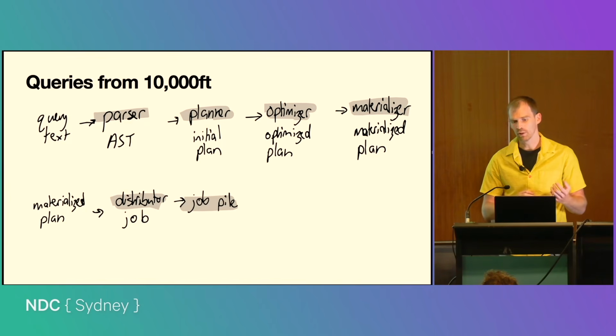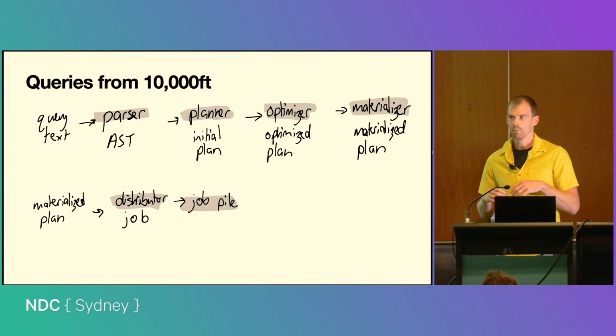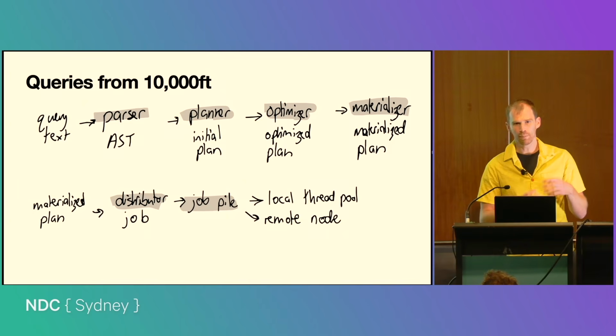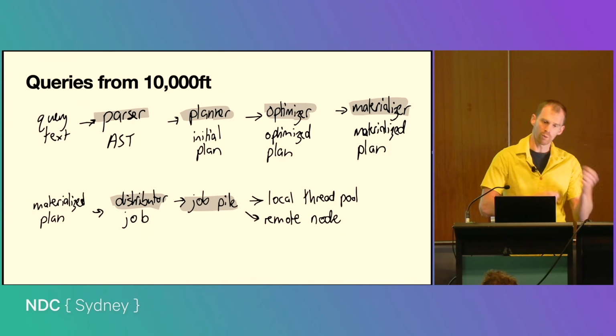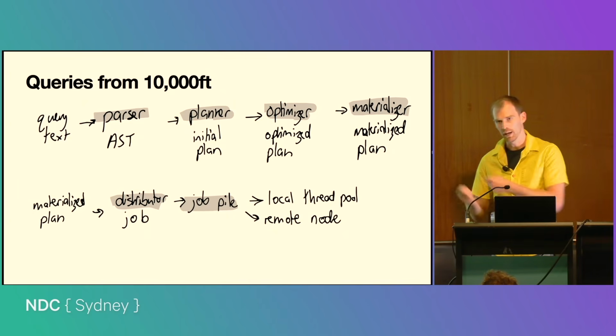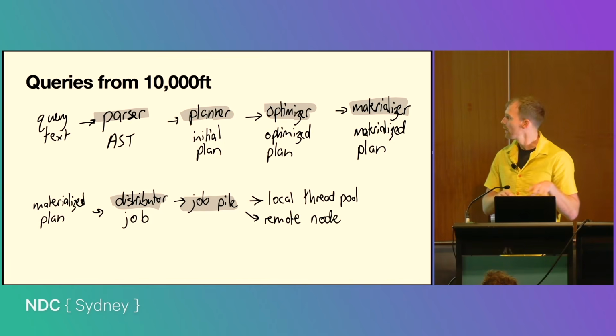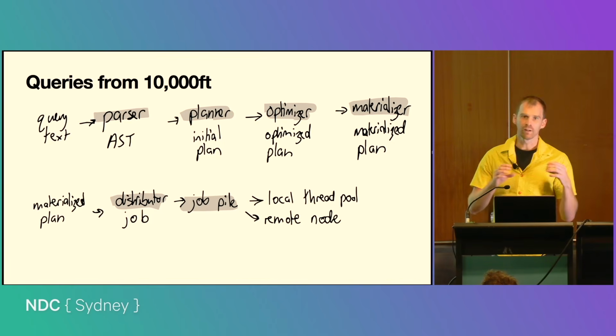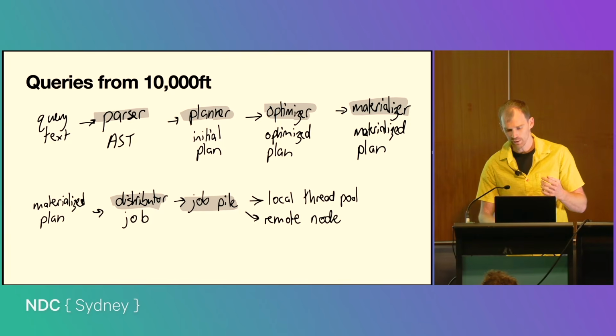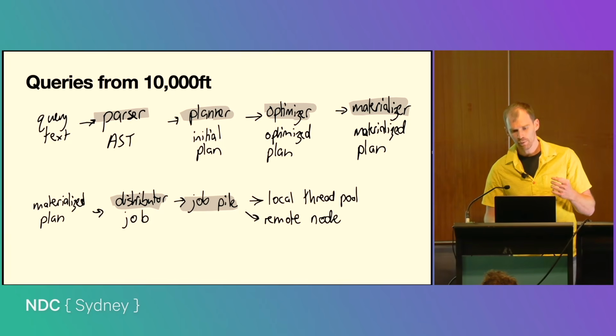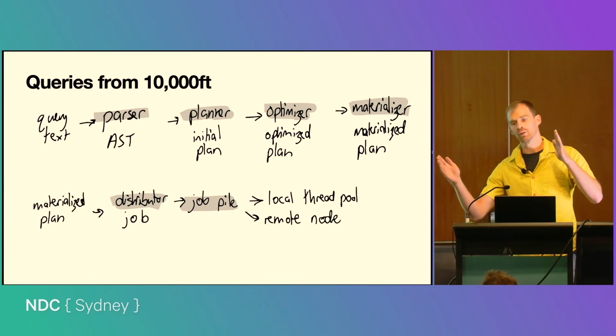Though that job then goes onto the job pile, which is not quite a queue and it's not quite a set, so it's a pile. And then we have the local thread pool or remote nodes who will pull off that pile, execute the work, and then pass the results back on to the end user. So even in here, there is a fairly complex set of components that all interact in order to satisfy the execution of a query.